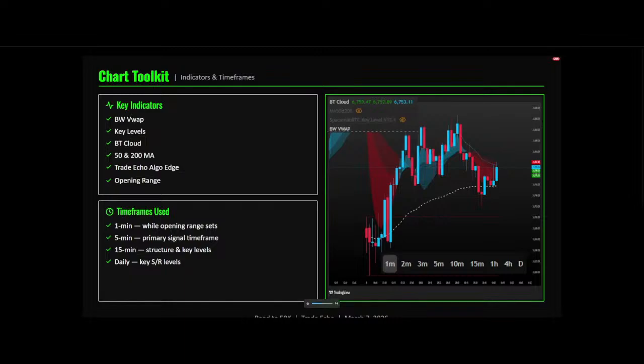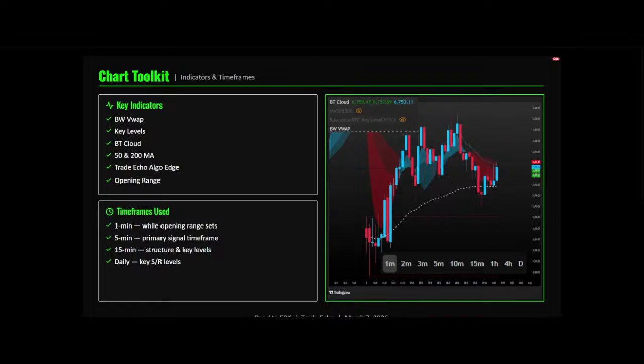What do you guys use? So I'll go over this pretty clearly. The 1 minute, I'm always going to be using it while the opening range is forming, but I don't use it to make decisions. After the opening range is set, after the first 15 minutes, I start to use the 5 minute. That's my primary confirmation time frame.